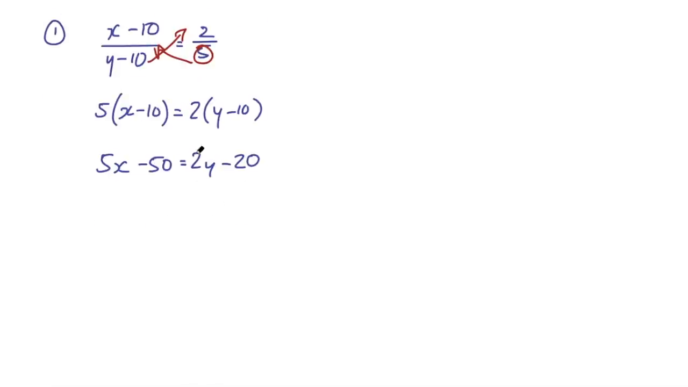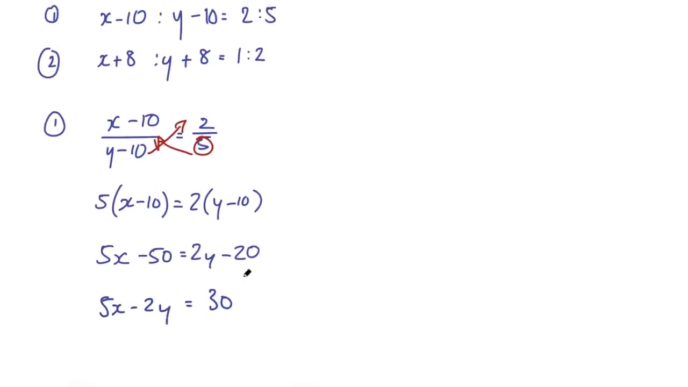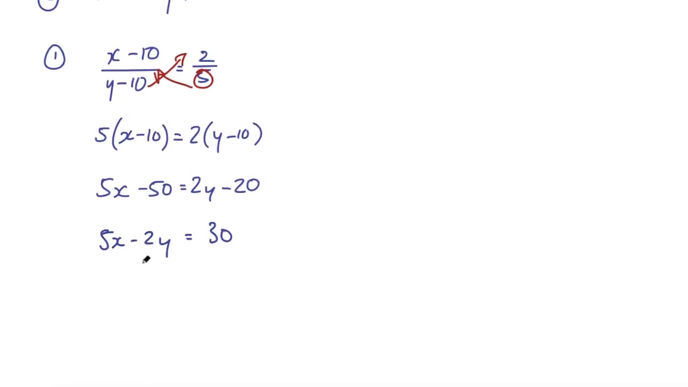And then we can subtract the 2y from the left-hand side. So we get 5x minus 2y equals, and then add the 50 to the right-hand side. So minus 20 plus 50, that would be 30. So you can see from this ratio, we can create an equation without any fractions, with x and y on the left-hand side.